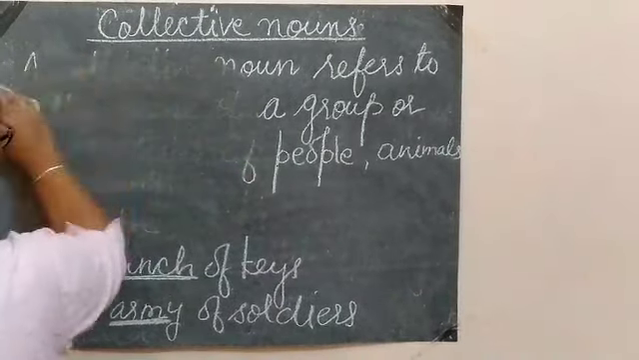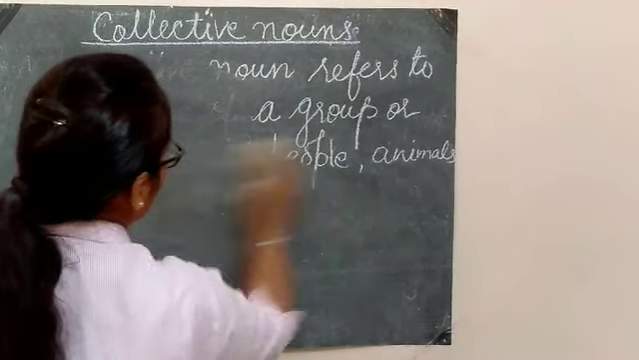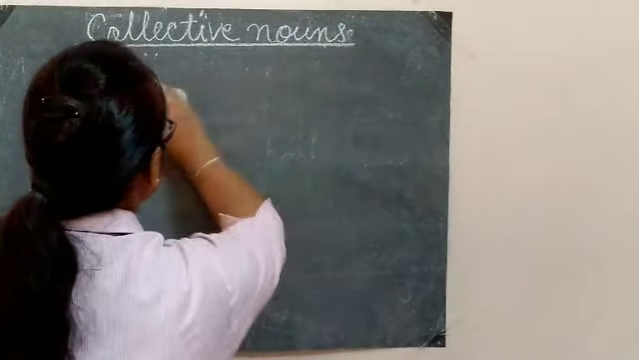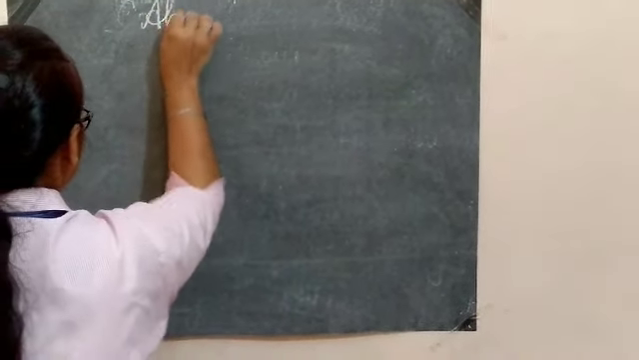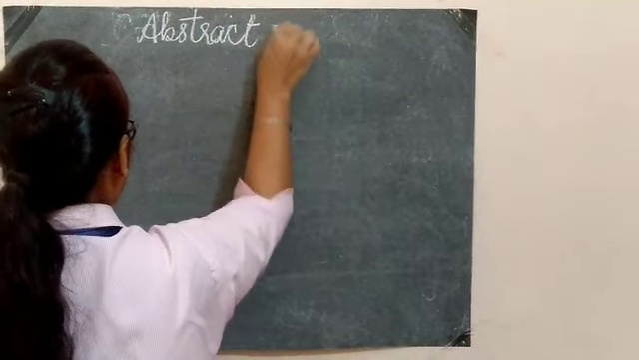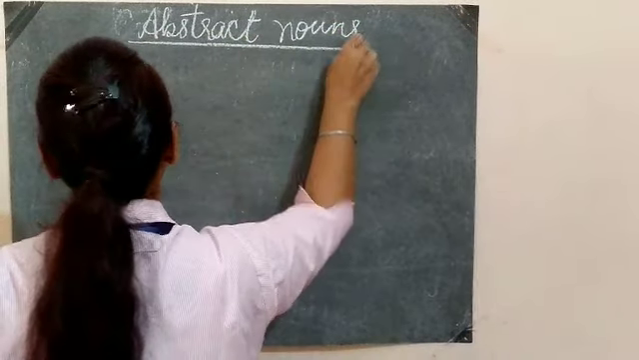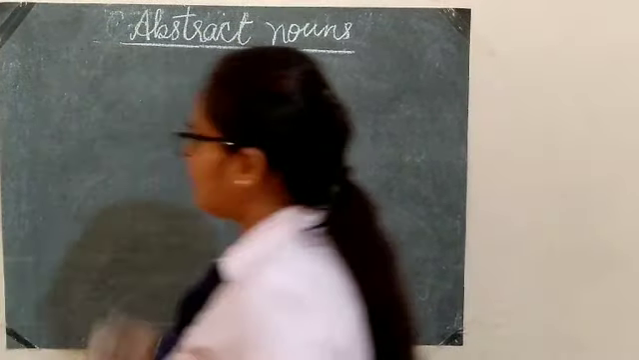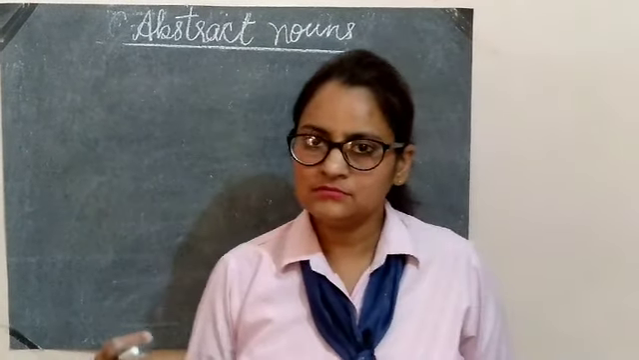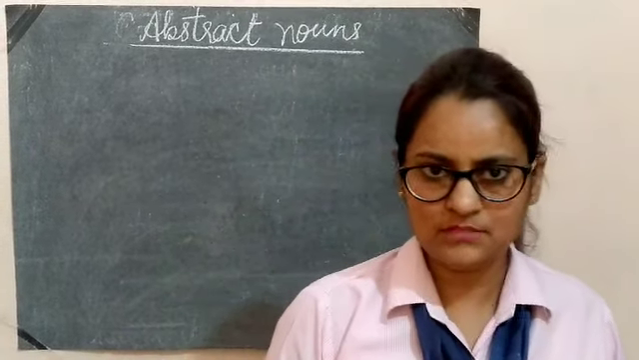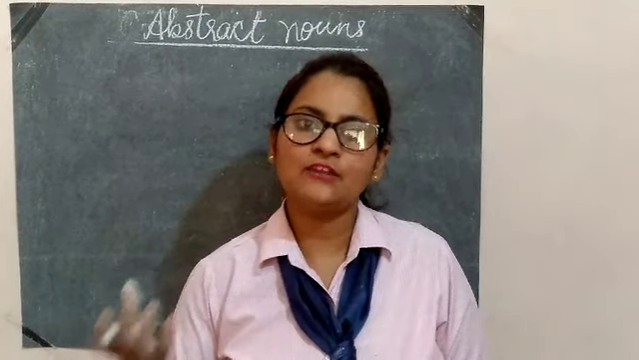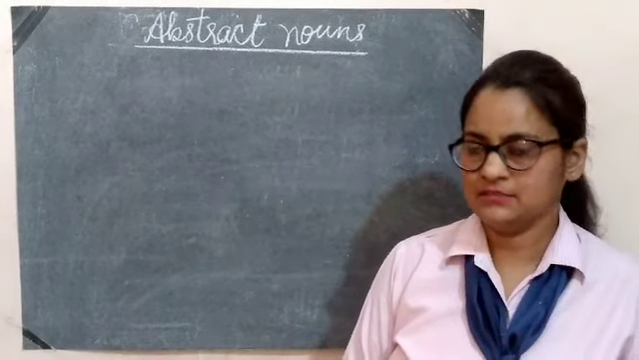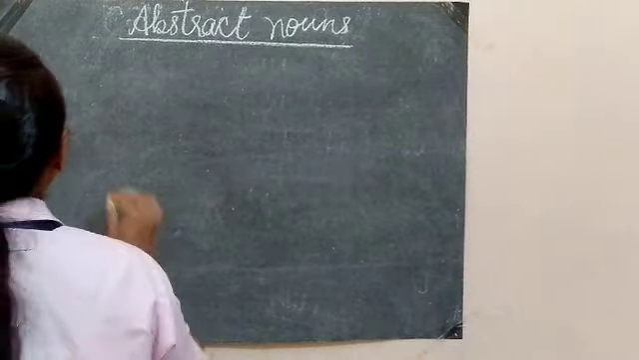Now, let's move to the fourth kind of noun, abstract noun. What is that? First, what is an abstract noun? A noun that cannot be touched, smelt, heard, or seen, but can only be felt and experienced. Clear? So it is called an abstract noun.